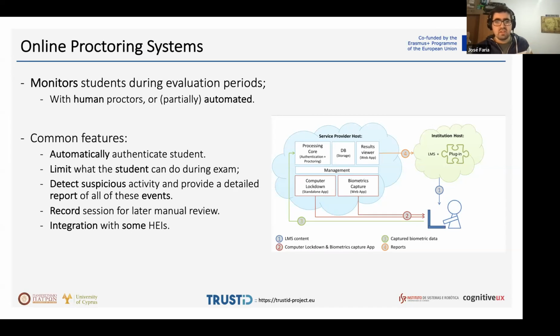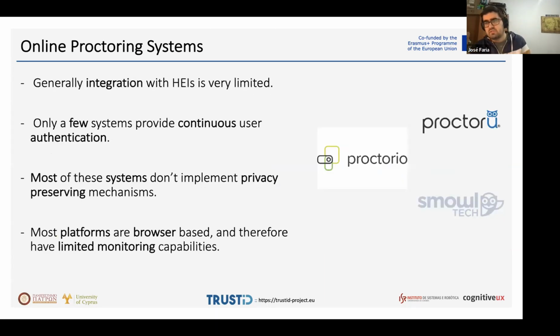Some also provide some integration with higher education institutions, for example, the login system that I mentioned, but generally these are very limited and are only possible for a few learning management systems. At best, what you can hope for is just some login management. Some might actually provide some reporting, but as I said, it's very limited.